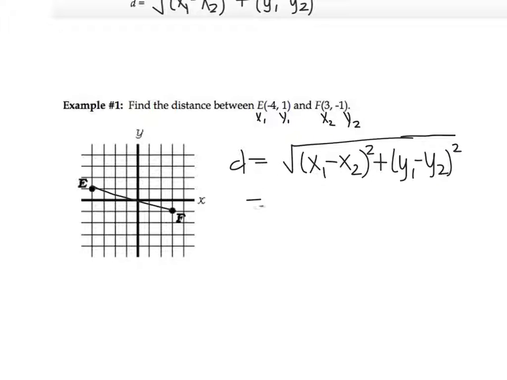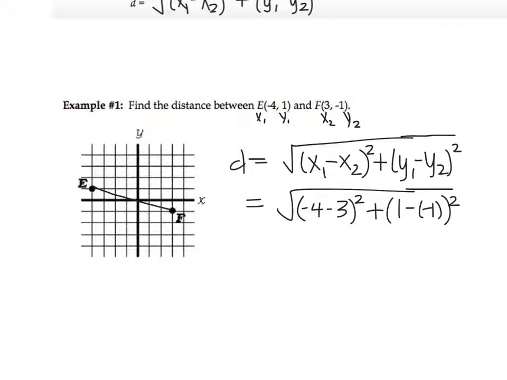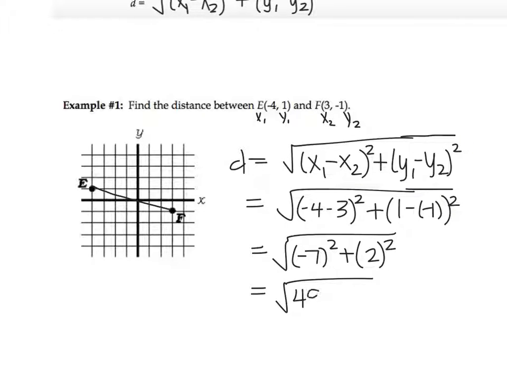Now I'm just going to plug in my values. So we have x1, which is -4 minus 3 squared, plus 1 minus -1 squared. So -4 minus 3 is going to give us -7 squared, plus, now when I subtract a negative number, it becomes addition, so we get 1 plus 1, which gives us 2 squared. -7 squared is going to give us positive 49. 2 squared is 4. So we end up with the distance as the square root of 53.